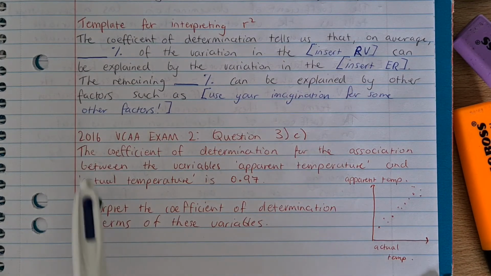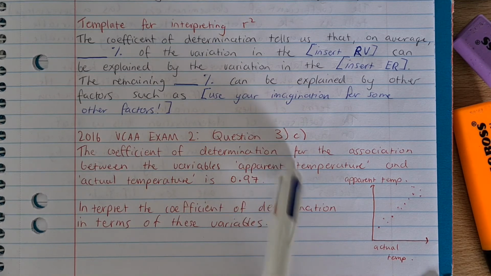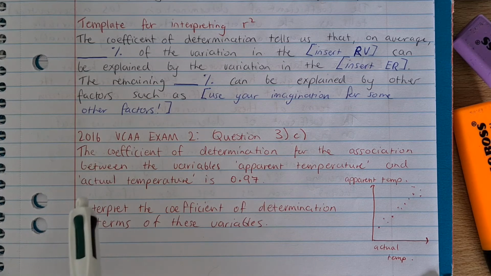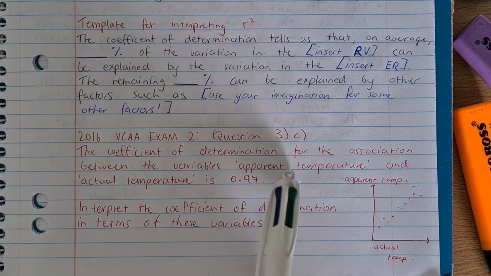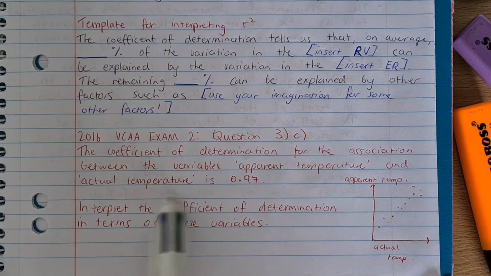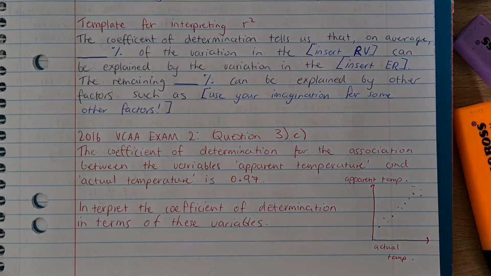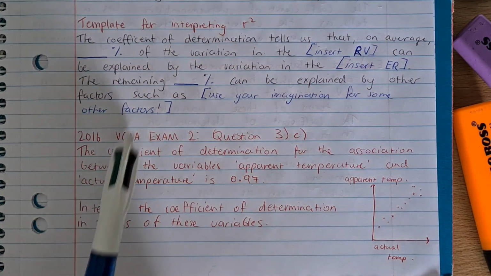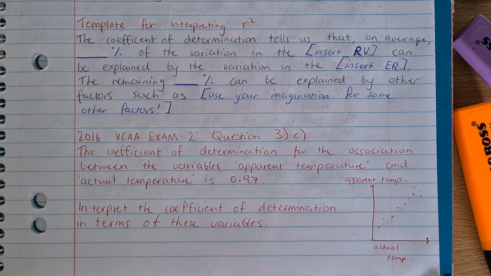Now here's an example from the 2016 VCAA Exam 2. It's question 3C and it's worth 1 mark. It says, the coefficient of determination for the association between the variables apparent temperature and actual temperature is 0.97. It asks to interpret the coefficient of determination in terms of these variables. So having this template in your notes and knowing what to put where can get you an easy mark in a SAC or an exam.